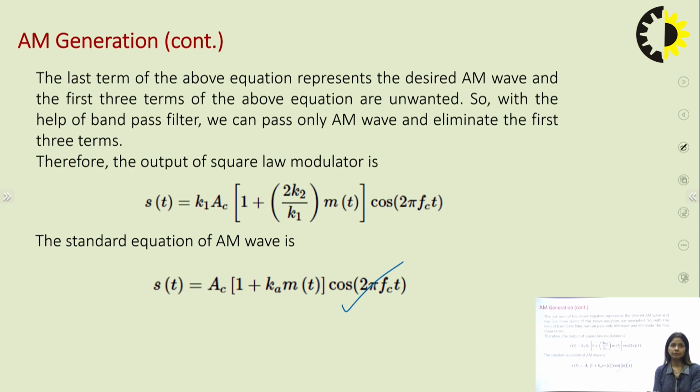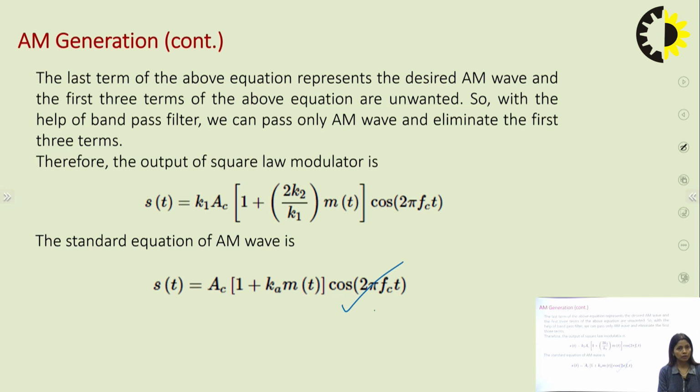and FC plus FM, because the band is from FC minus FM to FC plus FM, and the output of the band pass filter will be containing only 3 components, and a square law modulator, that is the AM generator, will give you the standard equation which we have already understood in the previous lecture. This is the standard equation of the amplitude modulated wave, and the AM generator is giving the same expression.